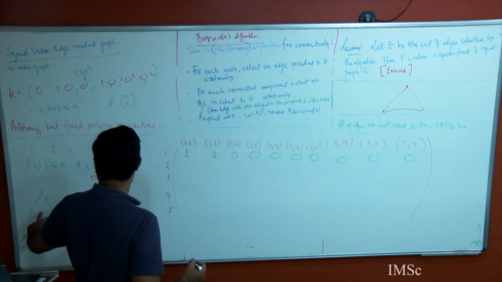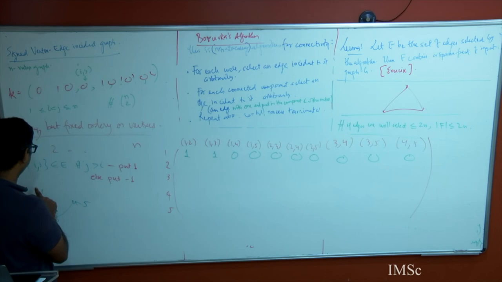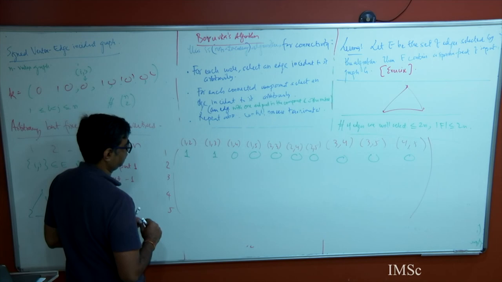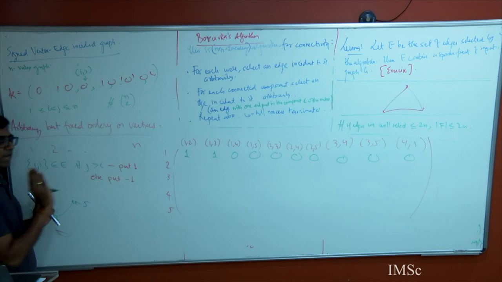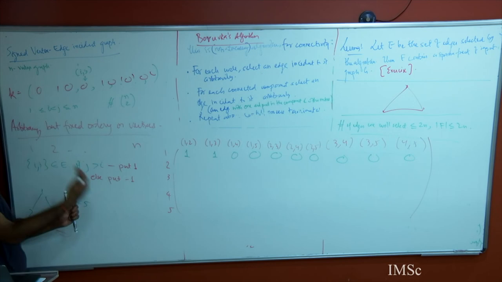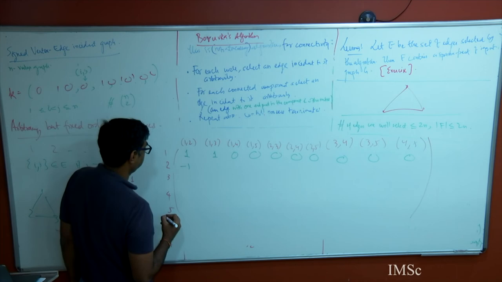Look at 2. 2 is also adjacent to 1. But what should I put here? Minus 1. Because think of it this way: if I am a guy, I go and give edges in a forward direction to all my higher up neighbors and give a minus 1 to all my lower neighbors. So this will become minus 1, right? Because 2 occurs at the second.